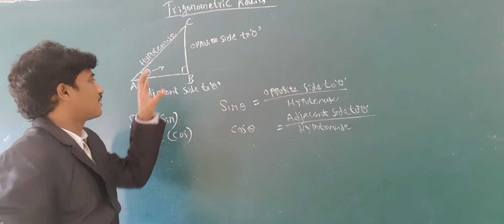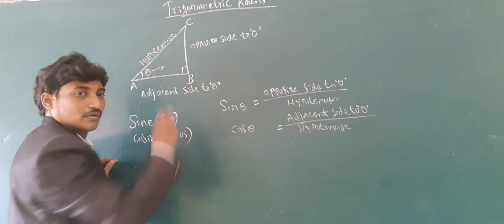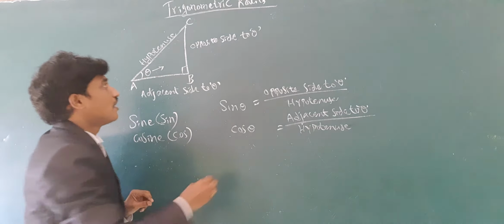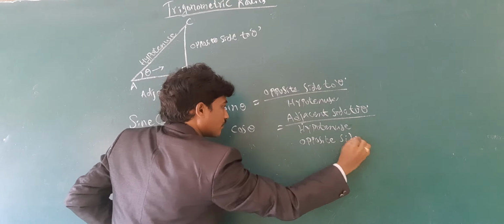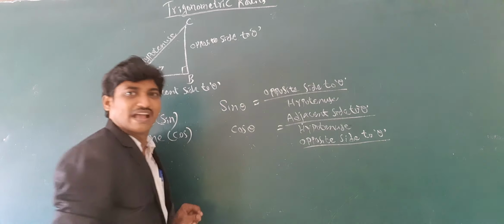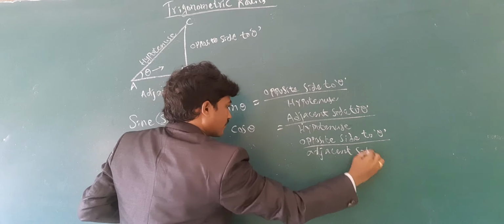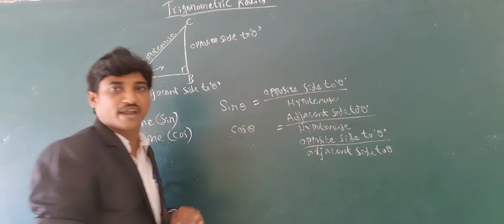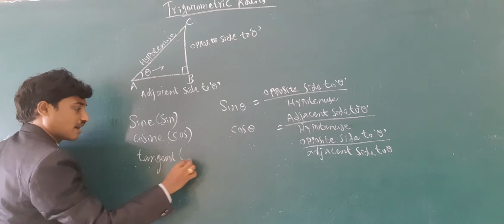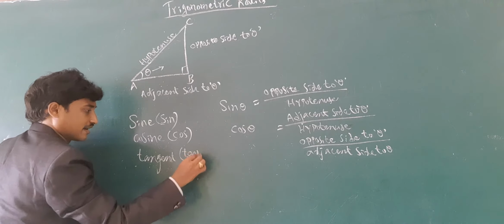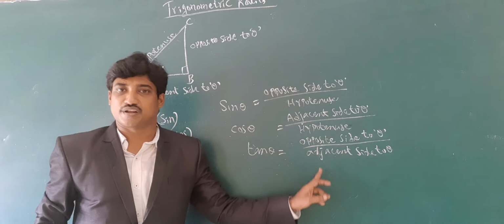And opposite side to theta by adjacent side to theta, this ratio is also constant with respect to the particular angle theta. This ratio is named as tangent theta. Tangent in short we write as tan, and we read it as tan theta. Tan theta is equal to opposite side to theta by adjacent side to theta.